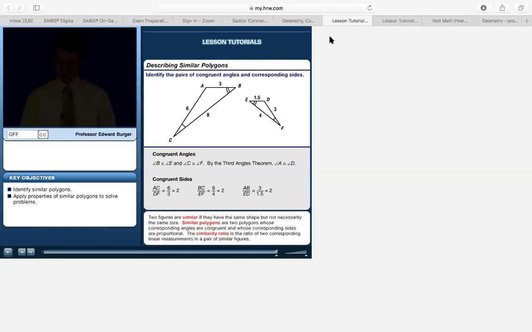For example, A and D are congruent angles. So what are the opposite sides to the congruent angles? BC and EF. C and F are congruent angles. What are the opposite sides for C and F? AB and ED. Okay, girls, I will not choose any sides. I will choose the sides that are opposite to the congruent angles.